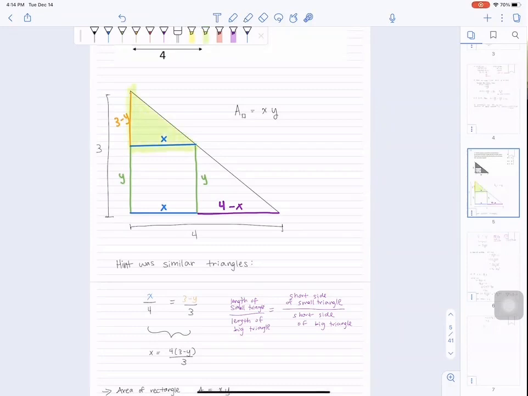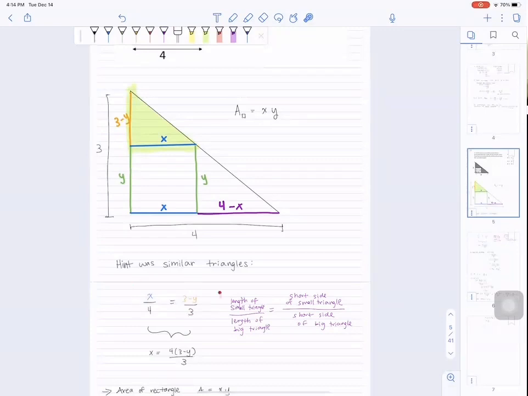So how do we compare them? We take the length of the small triangle, which is x, over the length of our big triangle, which is 4. So we have x over 4. And we set that equal to the length of the short side of our green triangle, which is 3 minus y, over the length of the short side of our big triangle, which is 3. So this is how you compare similar triangles.